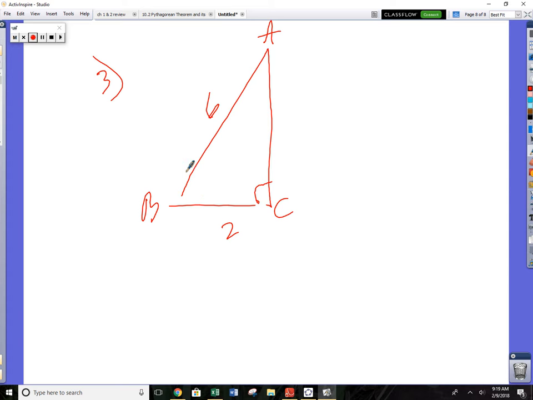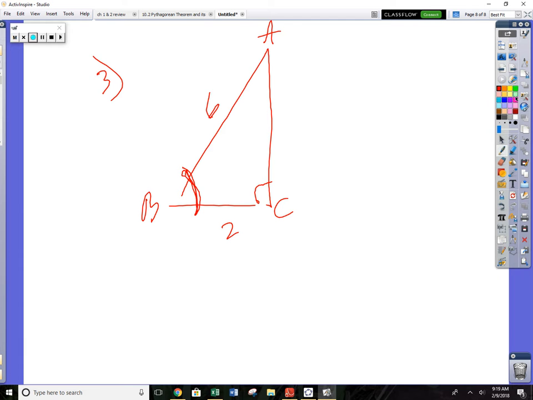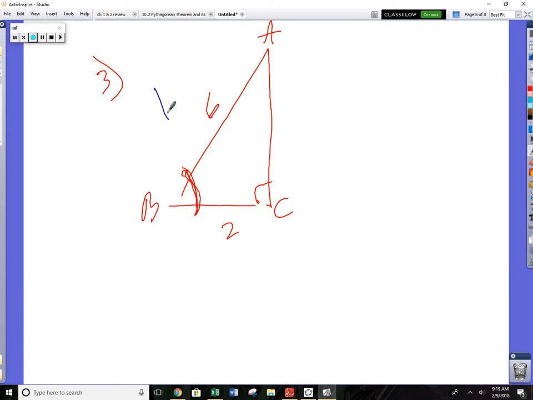Alright, let's go from B. If we mark it from B, let's find the hypotenuse first. This is going to be the hypotenuse. So this is going to be the opposite, and this is going to be the adjacent. Now, if I want to find angle B, do I want to use the hypotenuse with the opposite, the hypotenuse with the adjacent, or do I want to use the opposite with the adjacent?